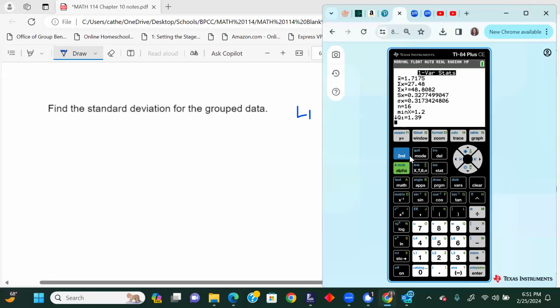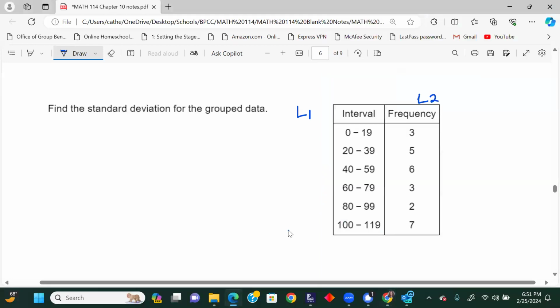So let's do that in here. Let's do second quit. 19 divided by 2. It's going to be 9.5 is the midpoint. So we need the midpoint between 20 and 39, which is going to be, we're just going to add, the difference between here and here is 20. We keep adding 20. So once you find the first midpoint, you can just add 20.